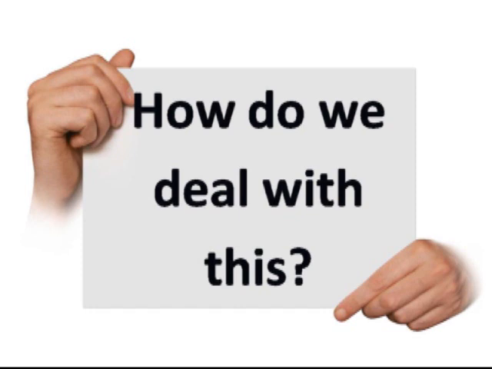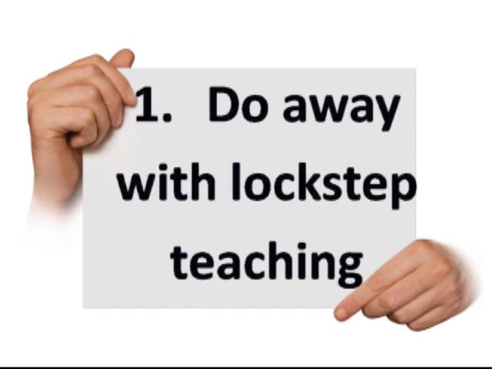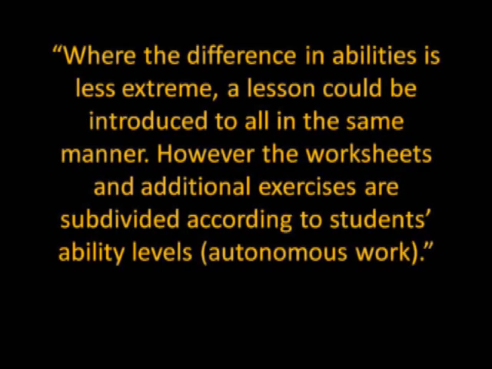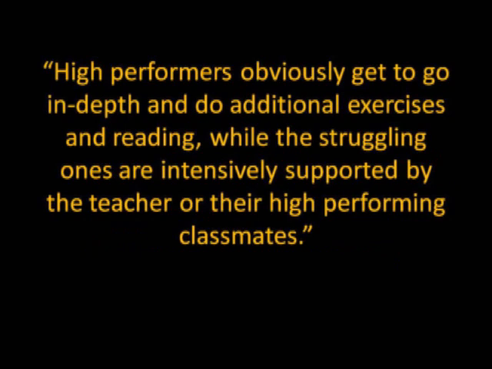The following are simple procedures and pedagogical approaches that would enable teachers to effectively teach in mixed ability classes. Number 1. Do away with lockstep teaching, where all of the students work on the same activity at the same time. This is practically achievable because many schools are now adopting the 25 students per class size limit. Where the difference in the abilities is less extreme, a lesson could be introduced to all in the same manner. However, the worksheets and additional exercises are subdivided according to students' ability level. High performers obviously get to go in depth and do additional exercises and reading, while the struggling ones are intensively supported by the teacher or their high-performing classmates.